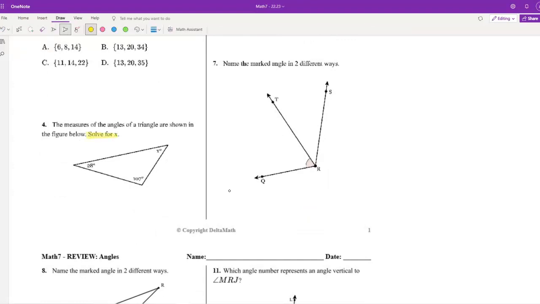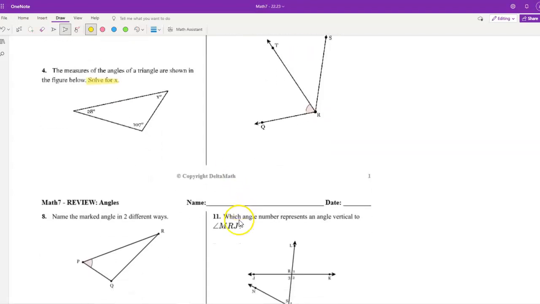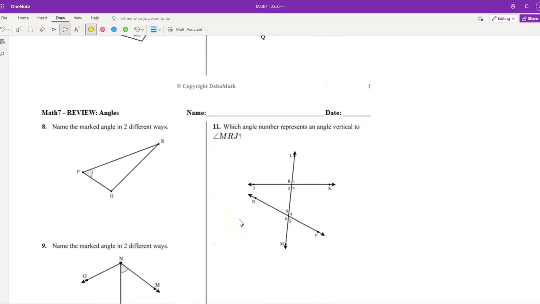Solve for x, name the marked angle in 2 different ways, right? Again, here, notice that it's saying this is the marked angle, MRJ. So remember, interact with an MRJ. What angle is vertical to that? Okay, so watch out for your vocabulary.